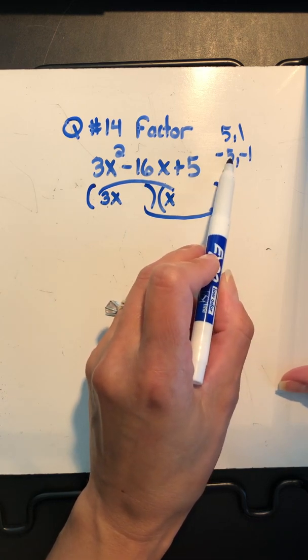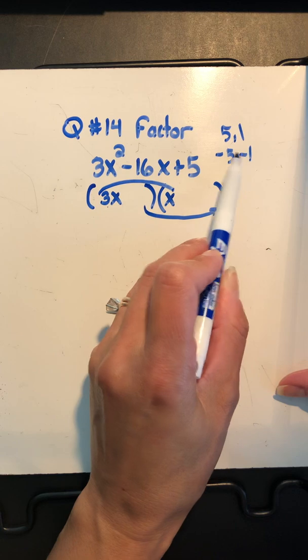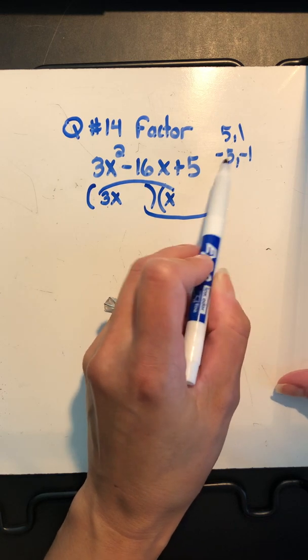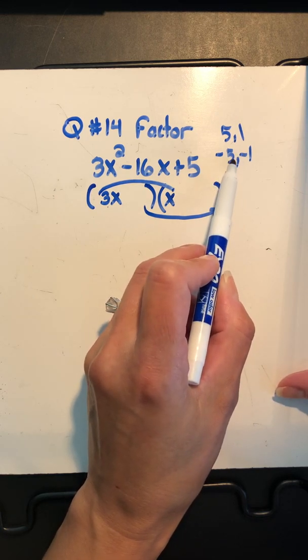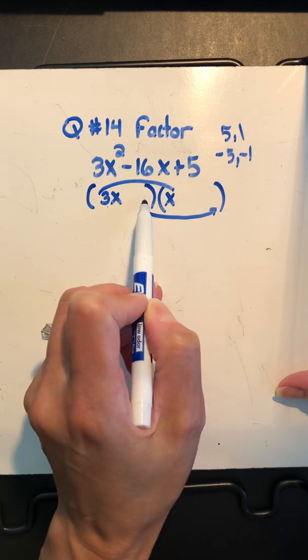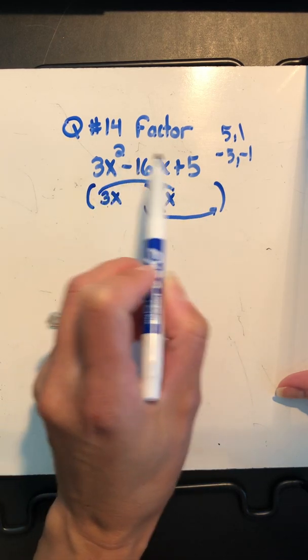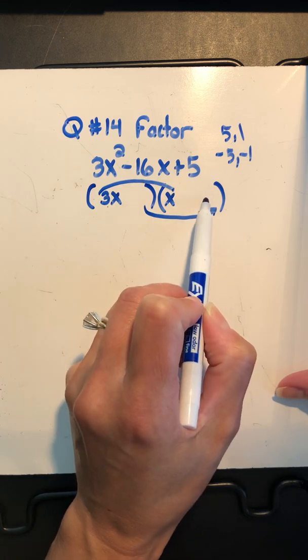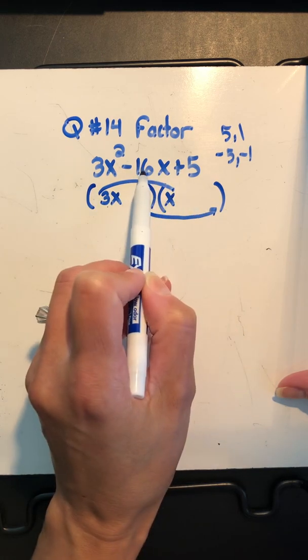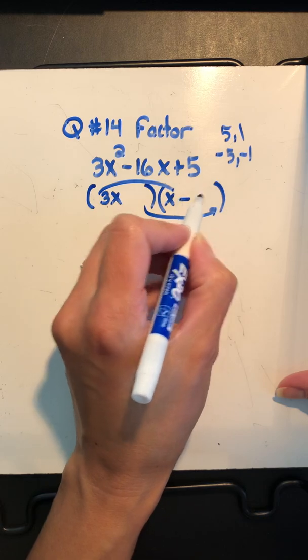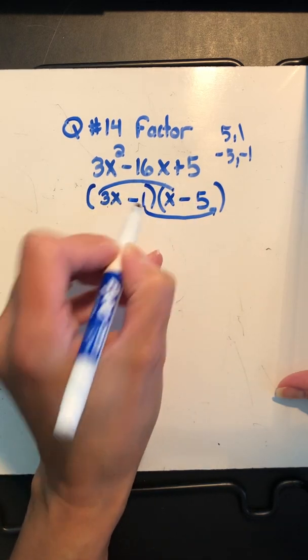So now I need the -5 and the -1, and this is really where you have to think strategically or sort of guess and check. Where do I put the -5? Here or here, right? Well, if I put the -5 here, I know I'm going to have to multiply 3x times -5. That's going to get me -15, which is pretty close to my middle term. So I'm going to put the -5 here and the -1 here.